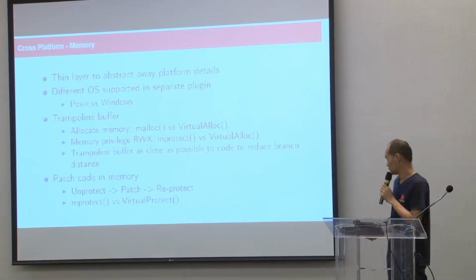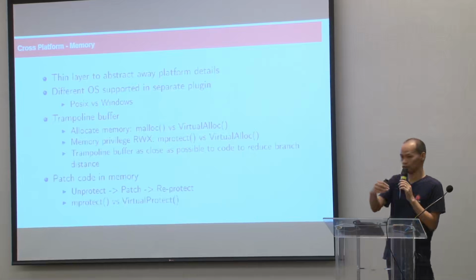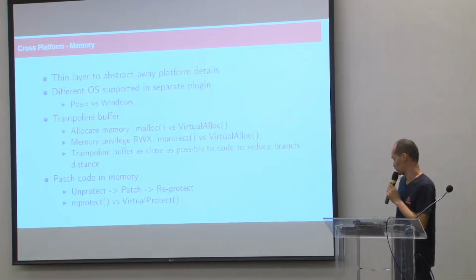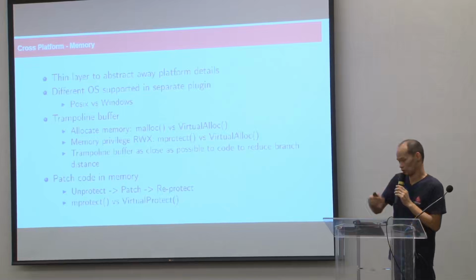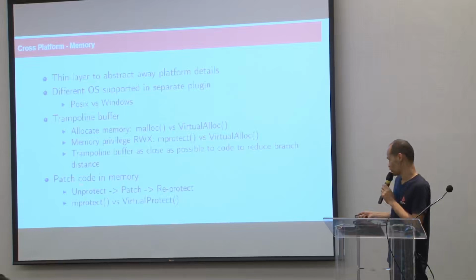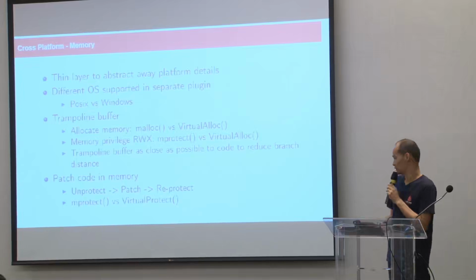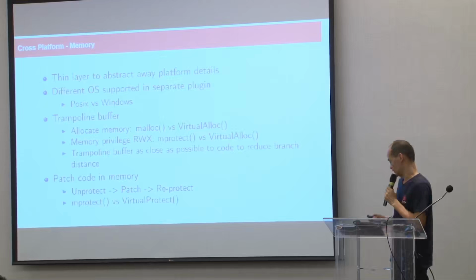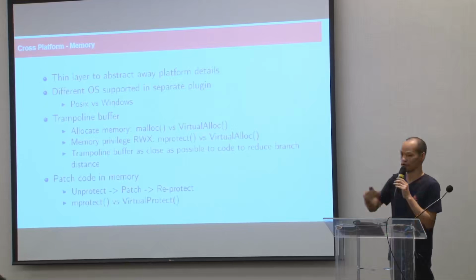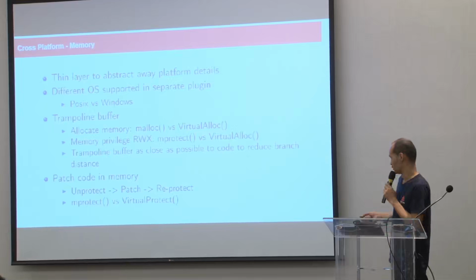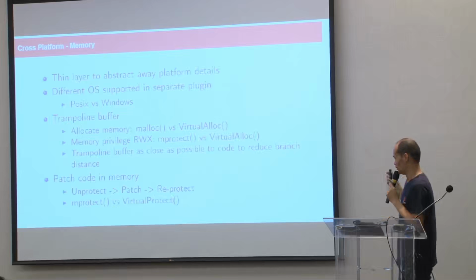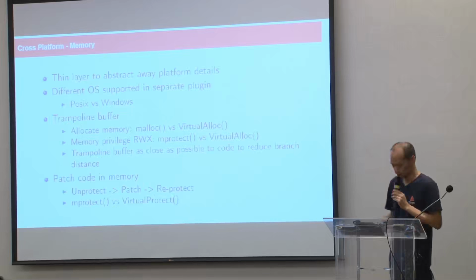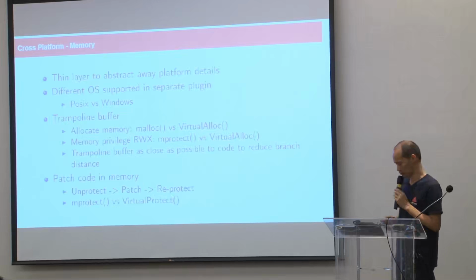Next thing we need to do is write to the memory, to patch the code directly into the memory. And that depends on the OS as well. First we need to unprotect the memory, write to it, and reprotect it again. And you can see that it's different on different OSes. For example, on Unix, Linux, and Mac, they use the mprotect function. On Windows, they use VirtualProtect to unprotect and reprotect memory.